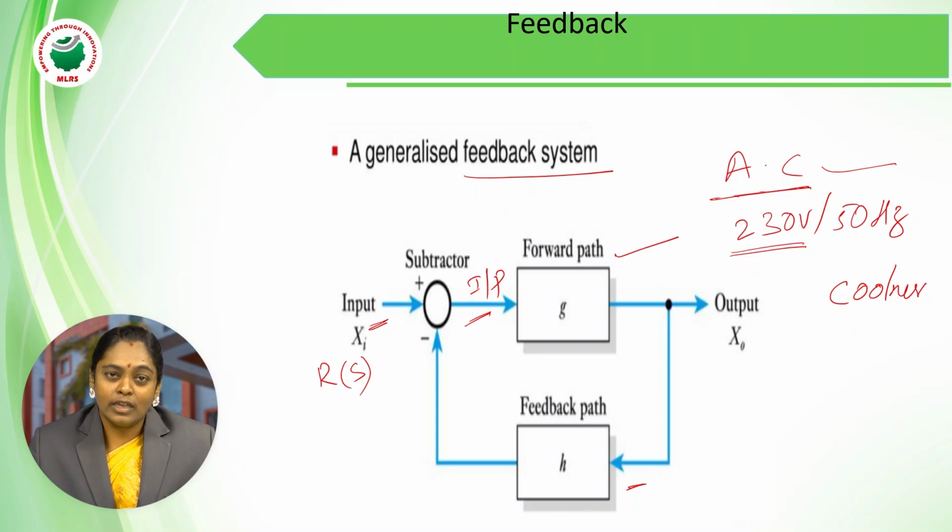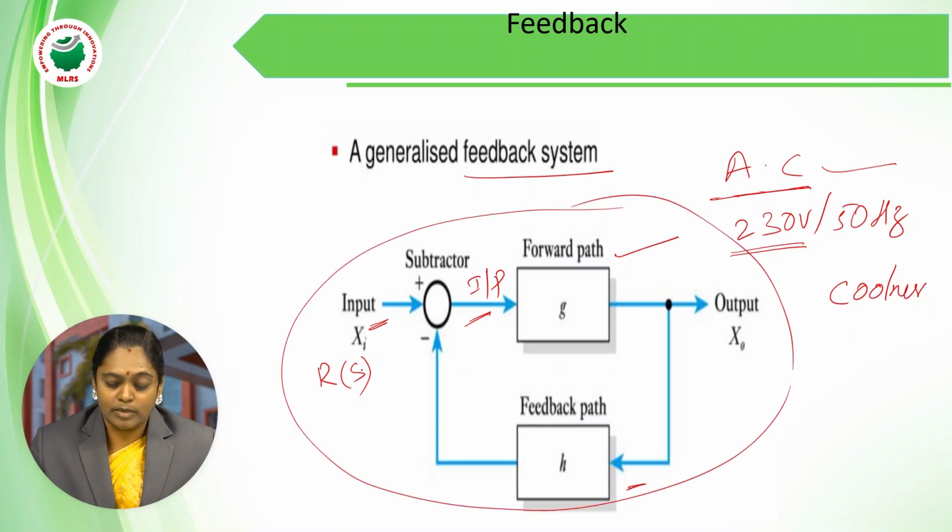In simple words, I can say that the reference signal is the input signal which is given for the complete system. So for this complete system I am giving the input signal, which is called the reference signal. Whereas the input signal is a signal which is given only for a particular block. So here, in this case, the forward path is G and the feedback path is H.